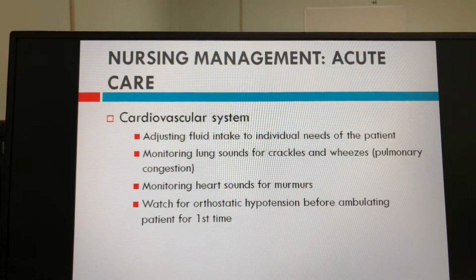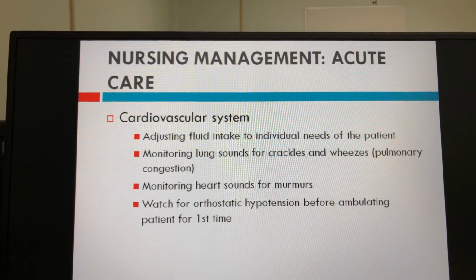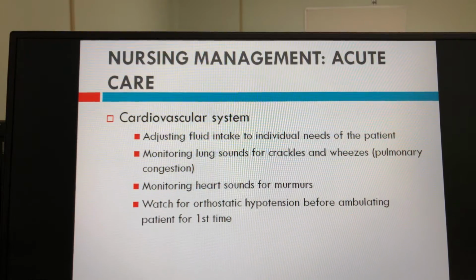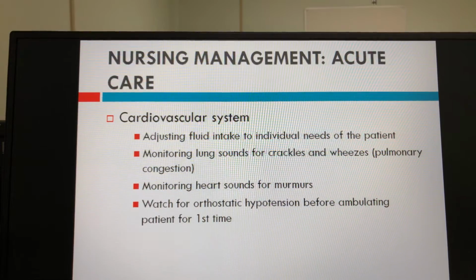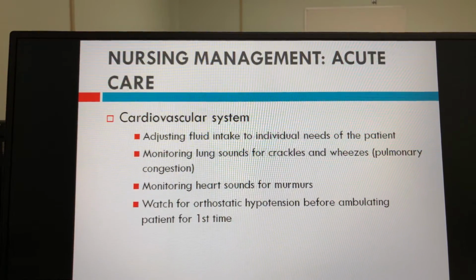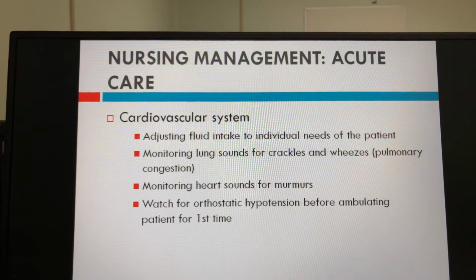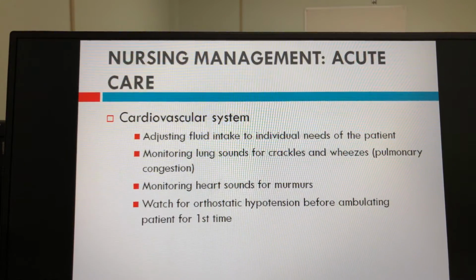Besides bedside monitors or telemetry may be utilized to record the cardiac rhythms. Hypertension is sometimes seen following a stroke as the body attempts to increase cerebral blood flow. It is also important to monitor for orthostatic hypotension before actually ambulating the patient for the first time, and neurologic changes can occur with a sudden decrease in blood pressure.